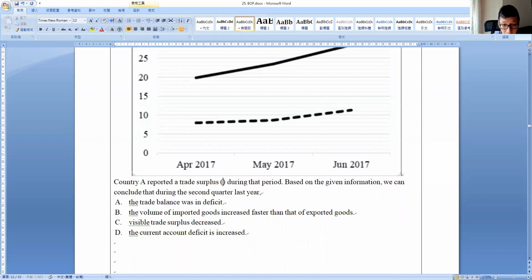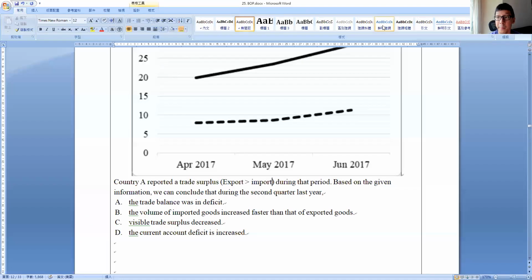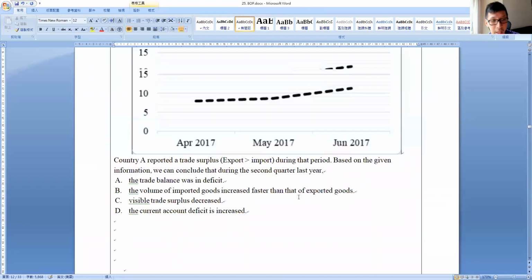Therefore, we know definitely the value of export is bigger than the value of import. All right, but we know nothing about the number. So based on the graph, what can we conclude? Now, first, the trade balance was in deficit. No, we just said surplus, how can it be deficit? Right?